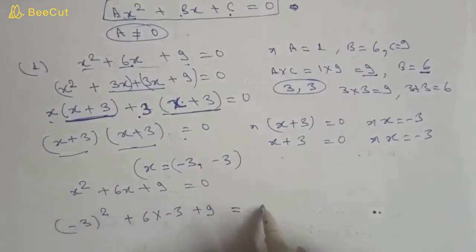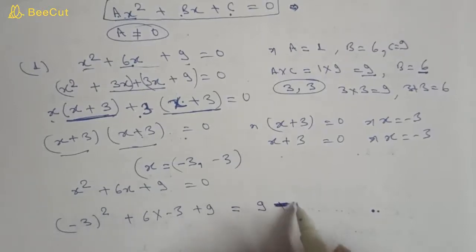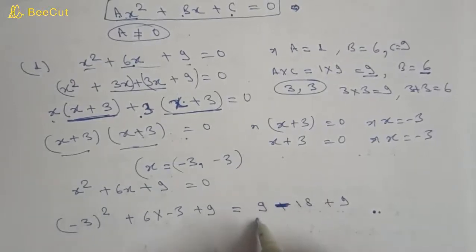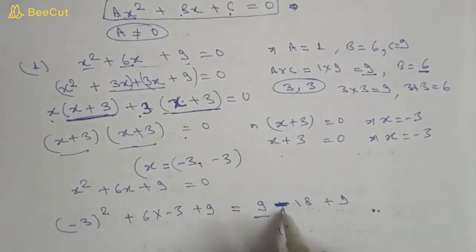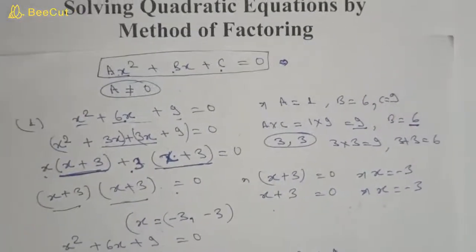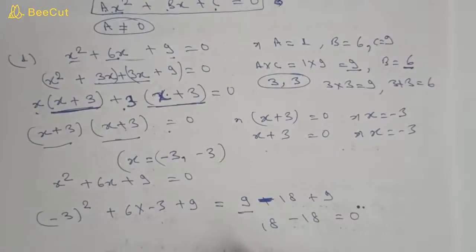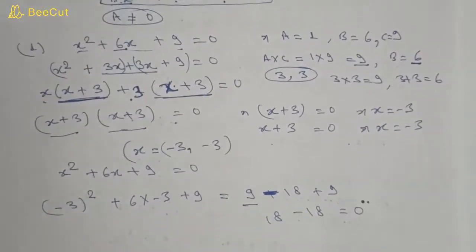minus 3 square will become 9, plus 6 into minus 3 is equal to minus 18, plus 9. So 9 plus 9 is equal to 18, and this minus 18 will become 0. So left hand side is equal to right hand side. It is becoming 0, which means that our answer is correct. So let's see the second question.